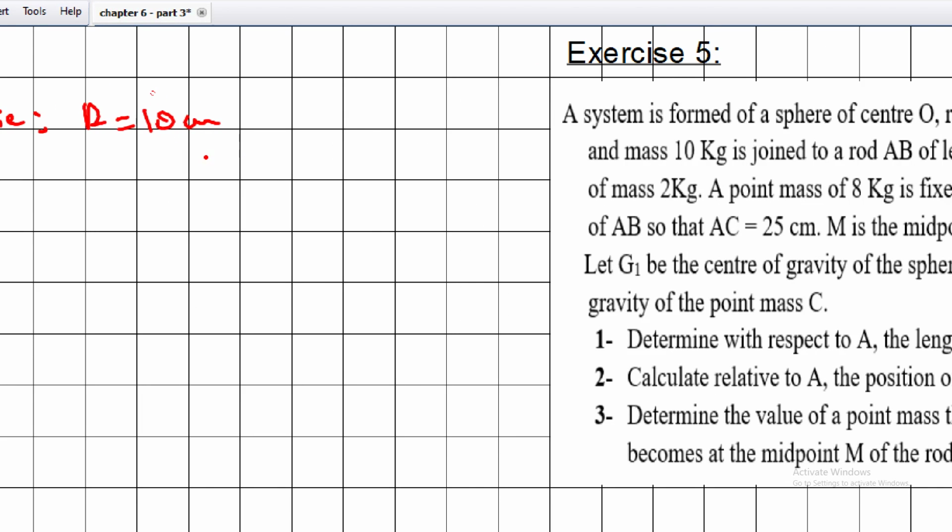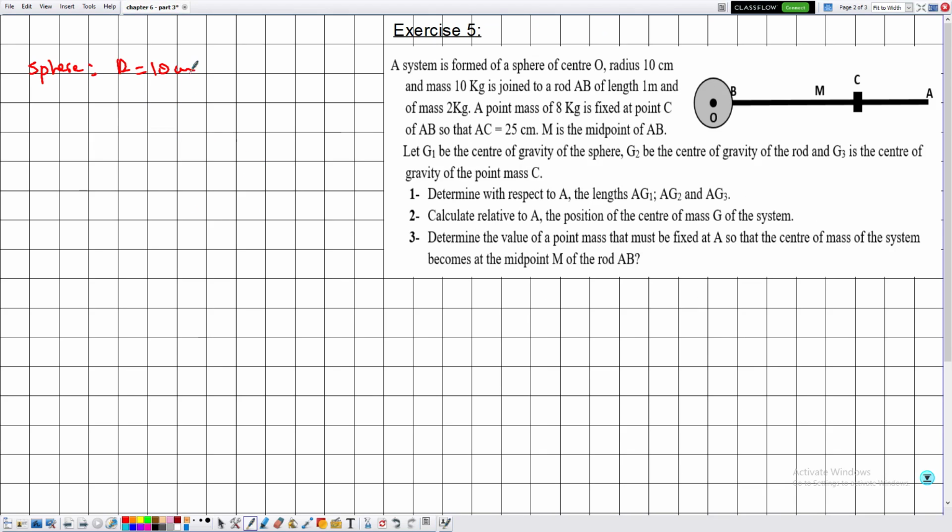Knowing that centimeter is not a unit of length, in order to convert from centimeters to meters, we divide by 100. So this is equal to 0.1 meters, and mass 10 kilograms. So the mass of the sphere, let's say ms, is equal to 10 kilograms, is joined to a rod AB of length 1 meter. So the rod AB is equal to 1 meter, and the mass of the rod, mr, is given to be 2 kilograms.